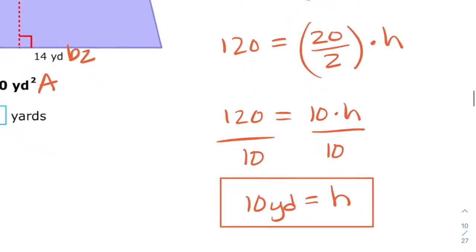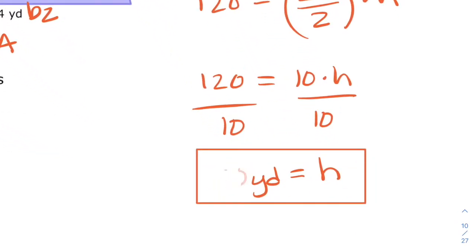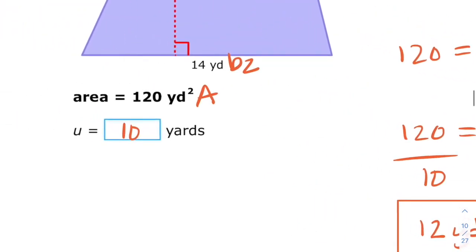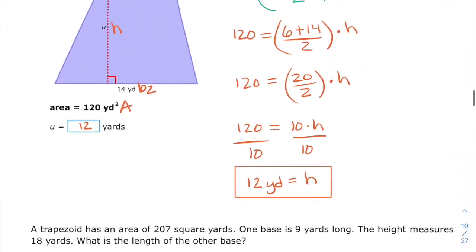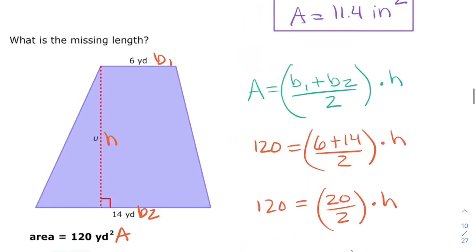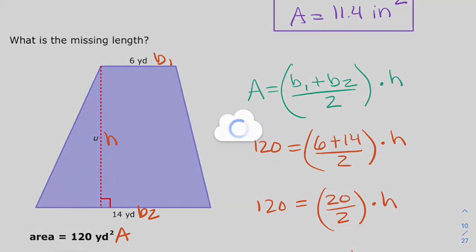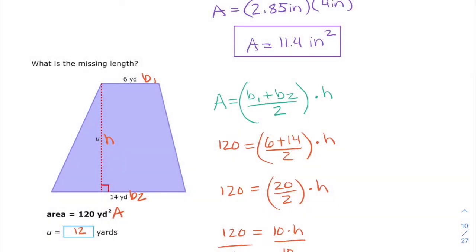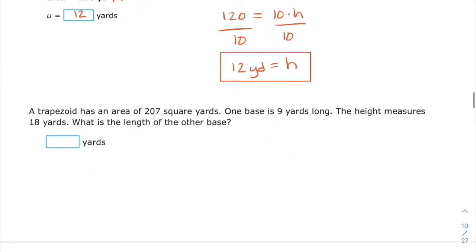Oh, sorry. See, I just checked my work and found a mistake. 120 divided by 10 is 12. See? That's why it's good to check. Okay, so let's do that again. So 6 plus 14 divided by 2. So 20 divided by 2 is 10. Now times the height of 12, and I get 120.